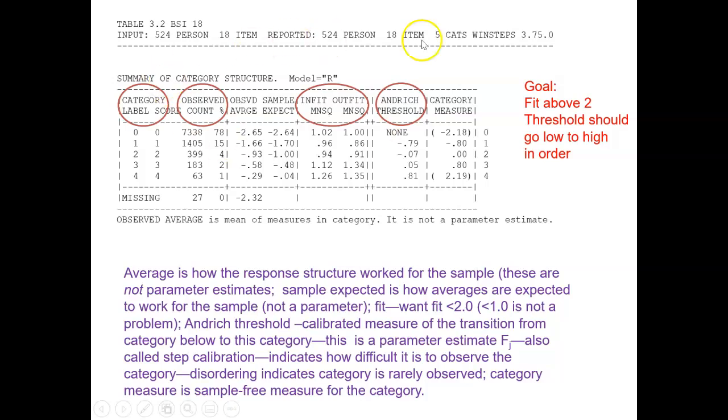We also have fit statistics for each of our scales or each of our categories. And we have our Andrich threshold, which we'll come back to, but what that's doing is it's changing our 0 to 4 scale into continuous logits. So we now have changed our ordinal data into continuous data. That should blow your mind.